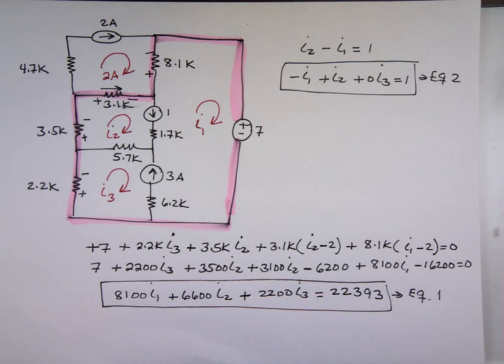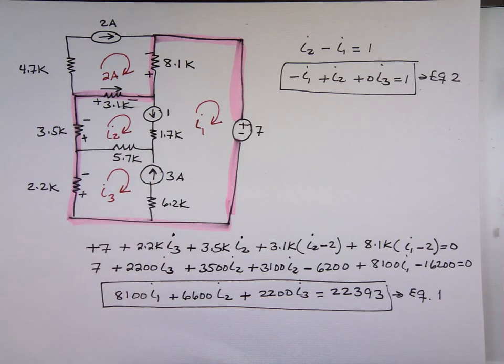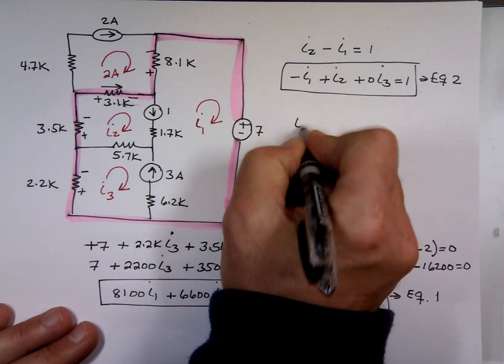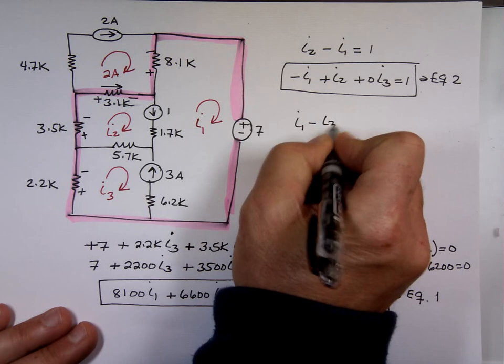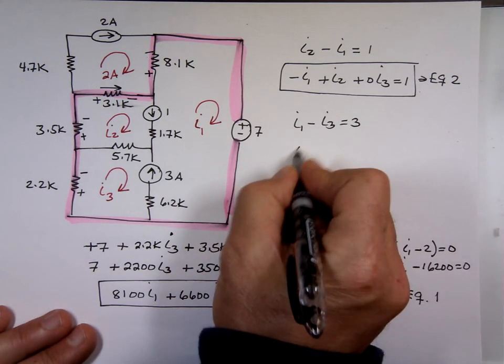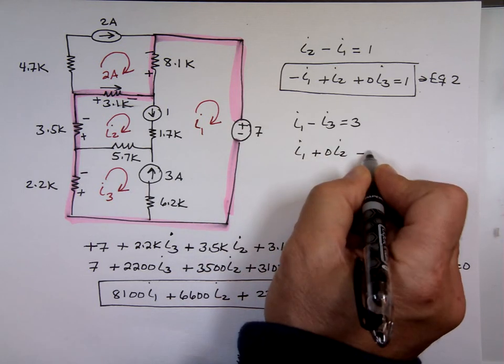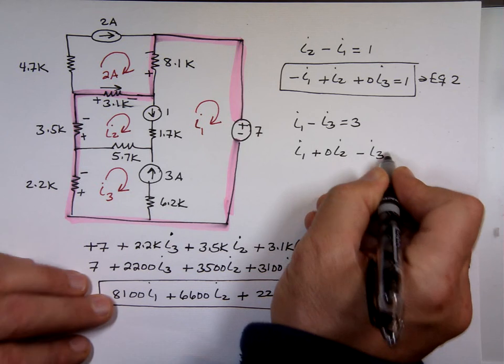One more equation, then I'll jump on my calculator and solve it. This current is pointing upward. Upward is going to be what? I sub 1 minus I sub 3. I sub 1 minus I sub 3 equals 3. So clean it. I sub 1 plus 0 I sub 2 minus I sub 3 is equal to 3, and that's my third equation.